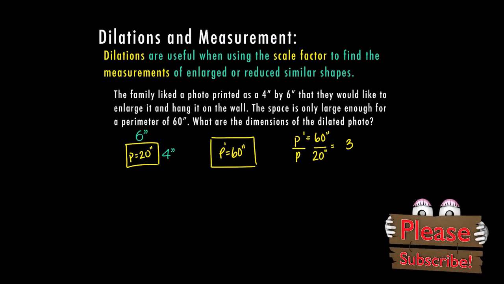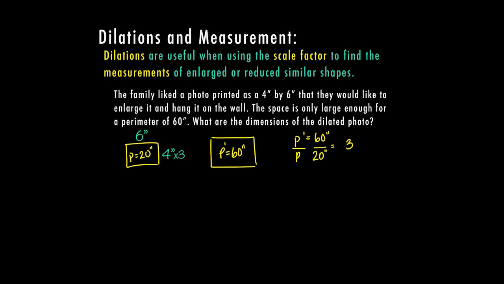So I'm going to go over here to my original, and if I multiply 4 times 3, the dimension on my prime figure is 12 inches, and 6 times 3 gives me 18 inches. So this is going to be a 12 by 18 enlargement.